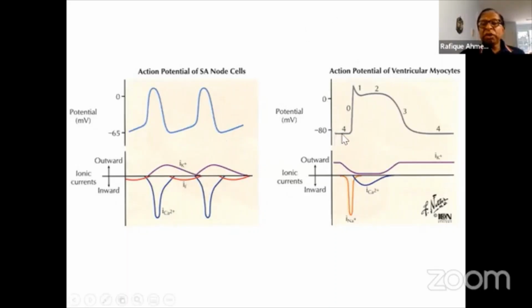Look at the action potential of the ventricular muscle. You put a stimulation in, sodium goes in, and then potassium keeps coming out and balances out, and it gets to the depolarized and repolarized state. And then there are phases: phase 0, phase 1, phase 2, phase 3, phase 4.